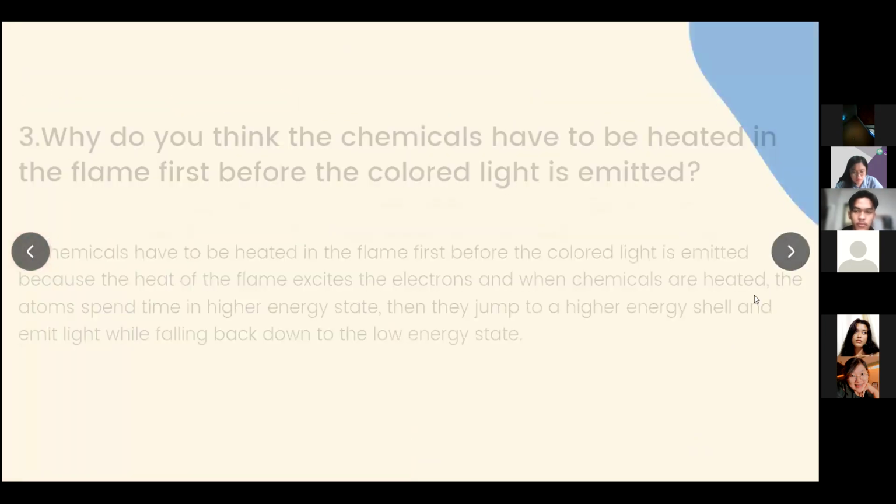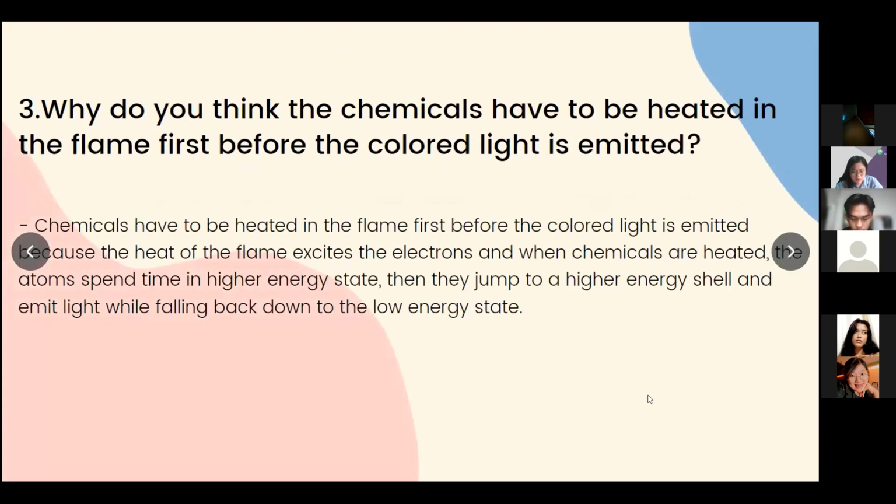For guide question number 3, I will give the floor to Miss Chapani. Good morning, everyone. For question number 3, why do you think the chemicals have to be heated in the flame first before the colored light is emitted? Chemicals have to be heated in the flame first before the colored light is emitted because the heat of the flame excites the electrons, and when chemicals are heated, the atoms spend time in a higher energy state. Then they jump to a higher energy shell and emit light while falling back down to the lower energy state.